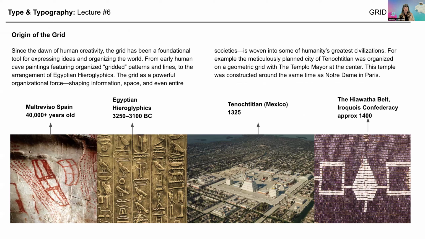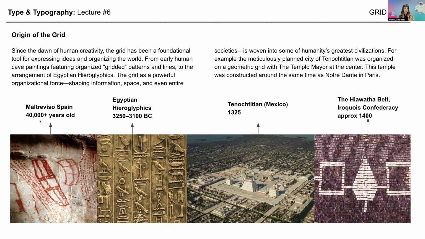Since the dawn of human creativity, the grid has been a foundational tool for expressing ideas and organizing the world. From early human cave paintings featuring organized gridded patterns or lines to the arrangement of Egyptian hieroglyphs, the grid is a powerful organizational force, shaping information, space, and even entire societies. It is woven into some of humanity's greatest civilizations. For example, the meticulously planned city of Tenochtitlan was organized on a geometric grid with the Templo Mayor at the center. This temple was constructed around the same time as Notre Dame in Paris. So we're going to take a look through our timeline.